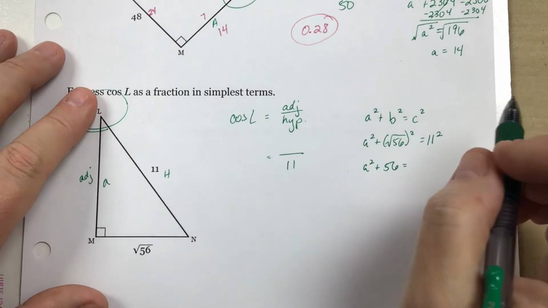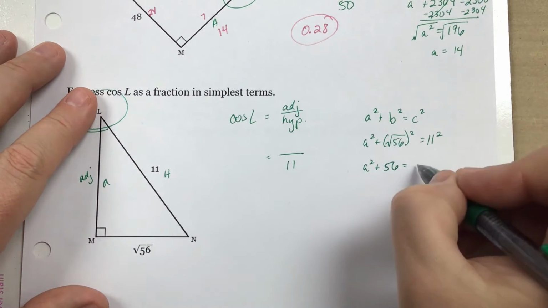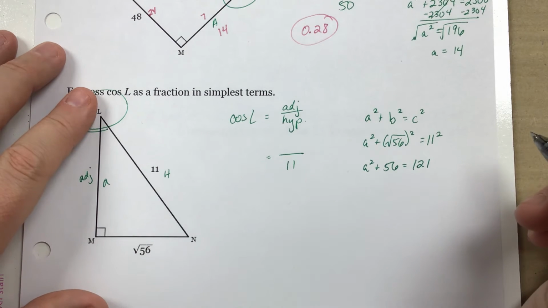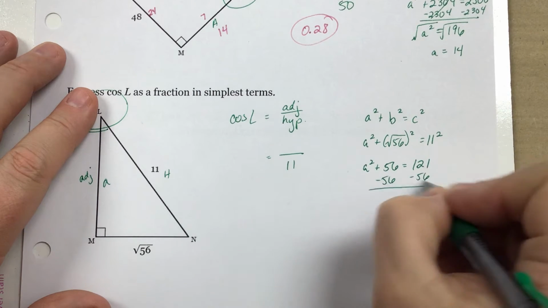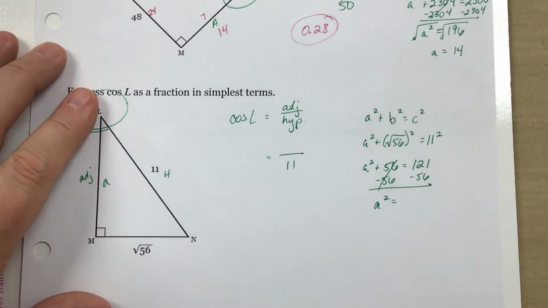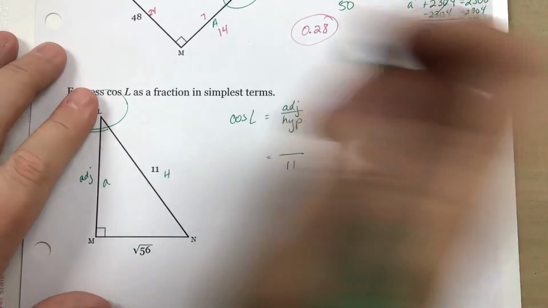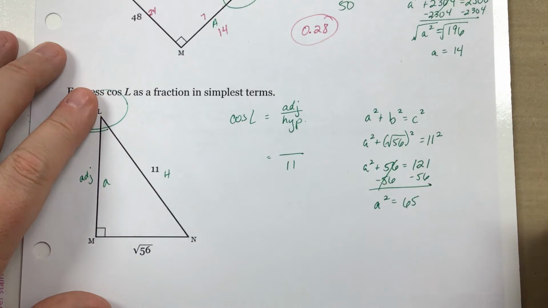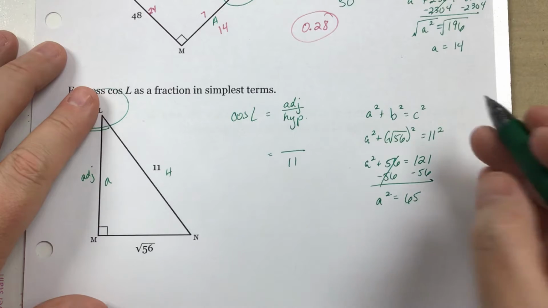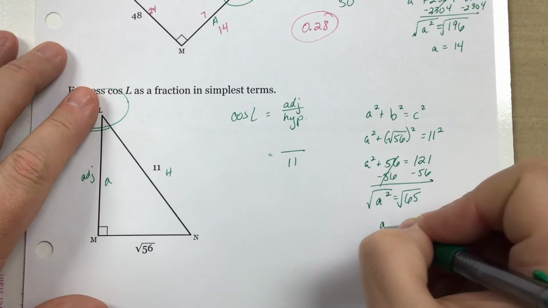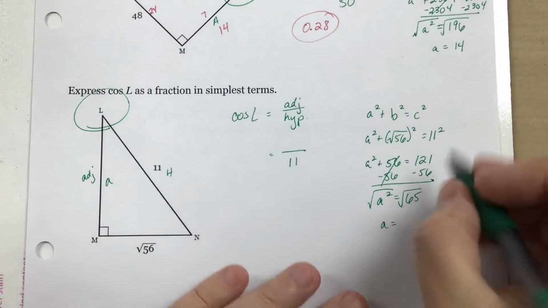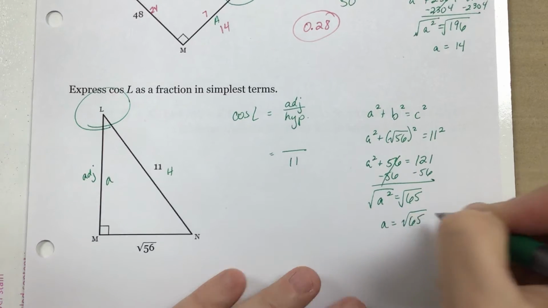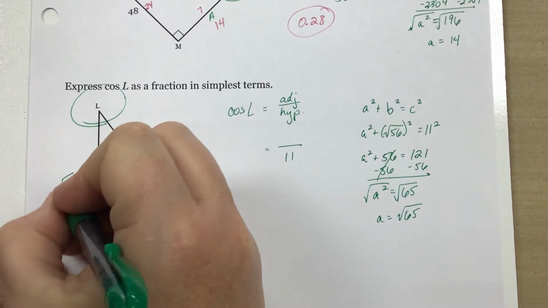And when you square 11, if you need to, use a calculator. 11 squared is 121. So the next thing I would do is subtract 56 from both sides. 121 minus 56 is 65. To find my A value, I'm going to take the square root of both sides. 65 is not a perfect square like it was on the other ones, and 65 is not divisible by a perfect square, so it's going to be the square root of 65.